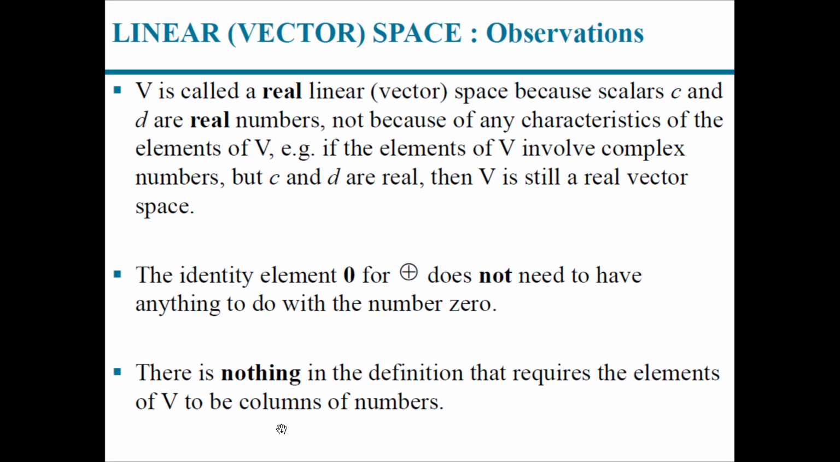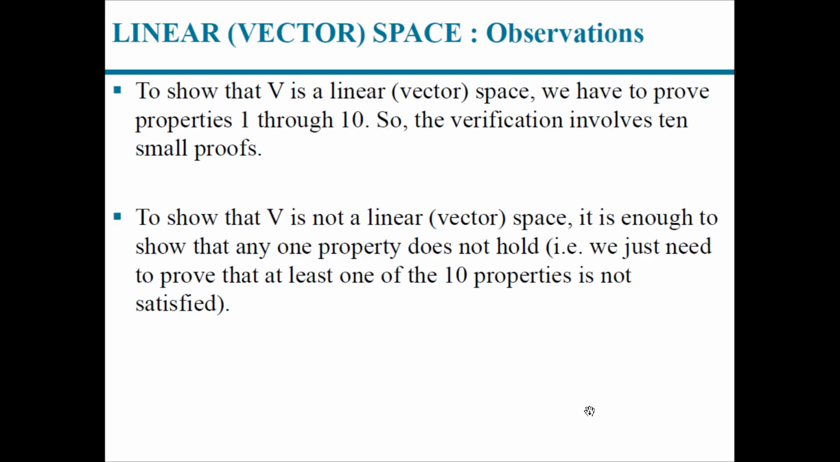So in general, the objects are not necessarily columns of numbers, as we said. They can be matrices or polynomials or functions. But for us, we are going to work only with columns of numbers. So if we wanted to verify that a certain set is a linear space with given addition and multiplication, we would need to verify all 10 properties. It would be a work for 10 small proofs. We are not going to do that, but if somebody was requested to do it, that's what that person should do. It's a lot of work, so we are not going to do that at all.